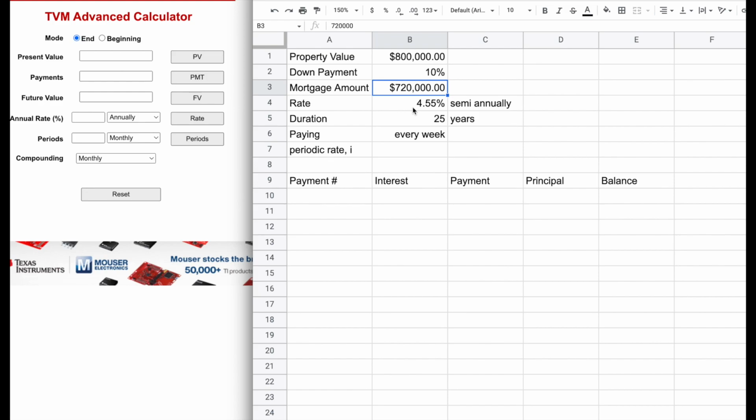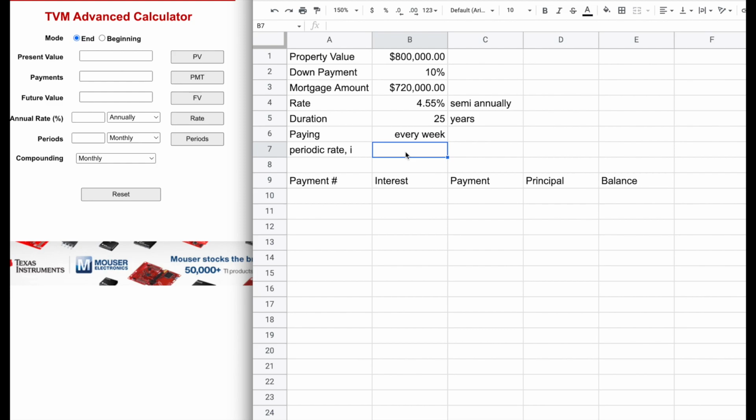Okay, so the interest rate is 4.55%. That's compounded semi-annually. And remember, that is by law in Canada that any fixed rate mortgage has to be compounded semi-annually. So that is always going to be the same. This is going to be a 25-year mortgage, and we're going to be paying every week. So I am going to take quite a bit of advantage of the fill down command in a spreadsheet. So I'm going to do one of the longer examples, because when you pay every week, that's more payments. Periodic rate still needs to be calculated, but we'll do that in step 2.